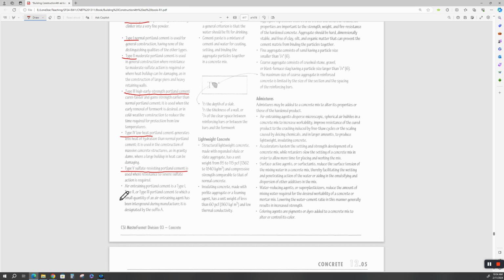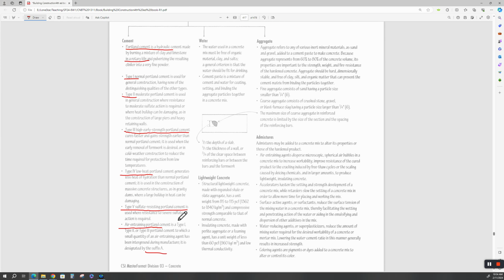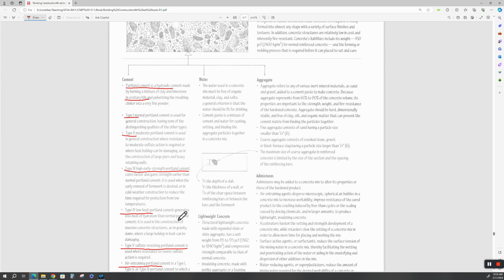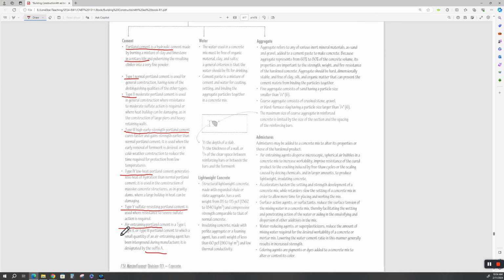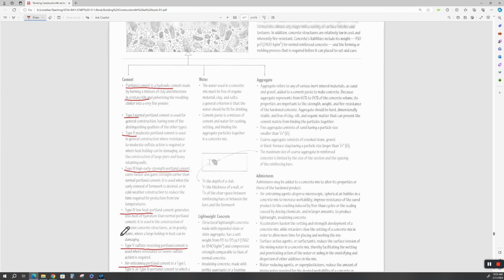All right. Air-entraining Portland cement. It's a type 1, type 2, or type 3 to which a small quantity of air-entraining agent has been added during manufacture. It is designated by the suffix A. Next time you're at Lowe's or Home Depot, go to where they're selling bags of Portland cement and look at all the different kinds of cements they've got, and see if you can pick these designations out. And we're not even talking about non-shrink grout, high strength non-shrink grout.